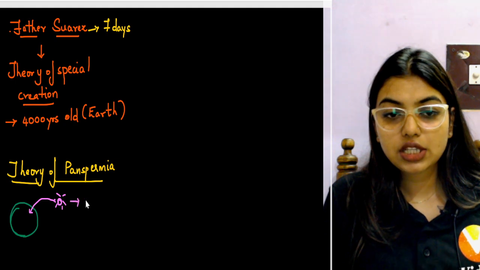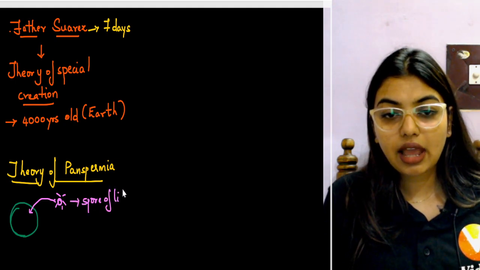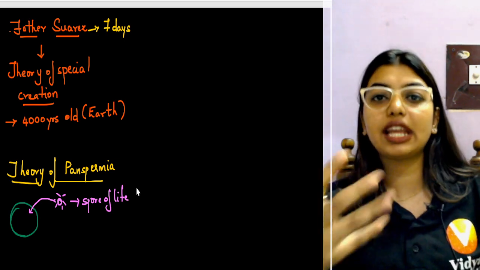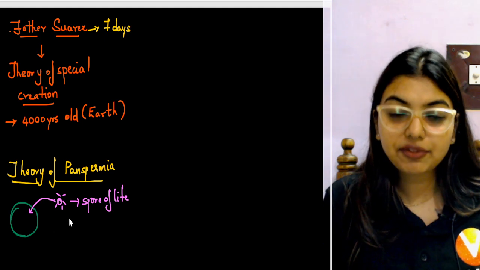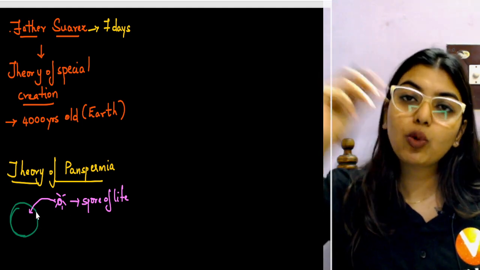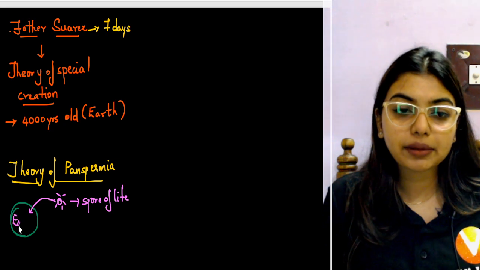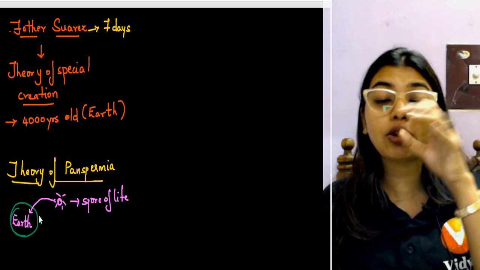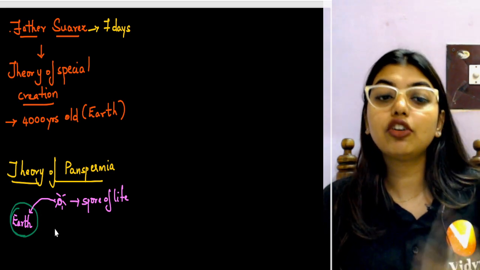What is this? A spore of life. And this is believed to be the first step where life happened. So this is our Earth, and this spore has come from outer space. When the spore came and fell on our Earth, they believe that is how life happened. It's not like it just fell on Earth; it fell on all other planets and then on us. So this is called the theory of panspermia.